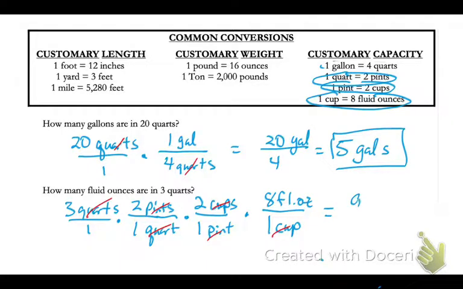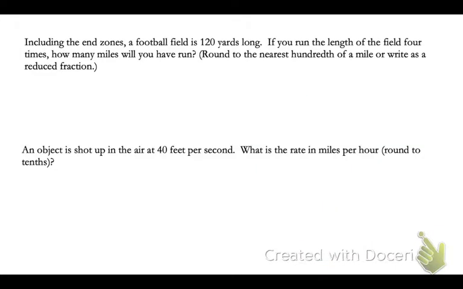See how the quarts, the pints, and the cups will divide out. 1 in the numerator divides out with 1 in the denominator. If we multiply straight across, 3 times 2 times 2 times 8 will give us 96 fluid ounces. In the denominator, all we are left with is the number 1, and we don't need to write divided by 1 because that doesn't change the value of our answer at all. So 3 quarts will convert to 96 fluid ounces. Let's try the next problem.